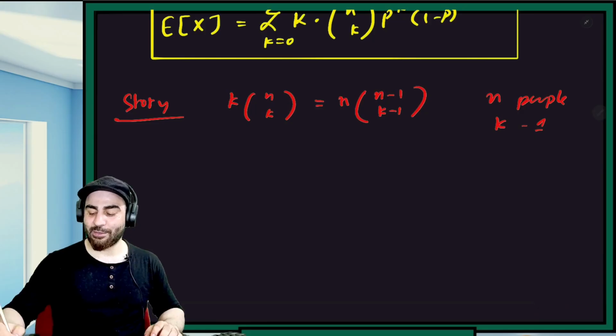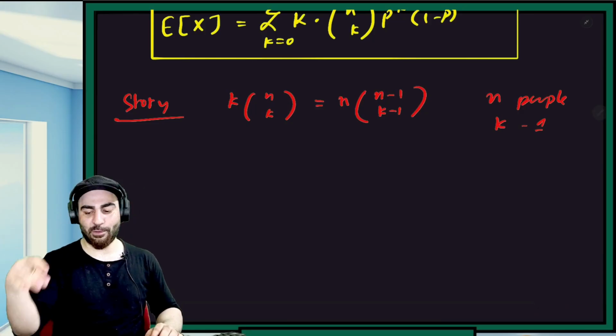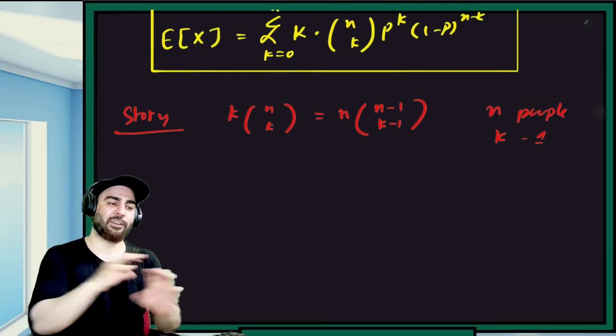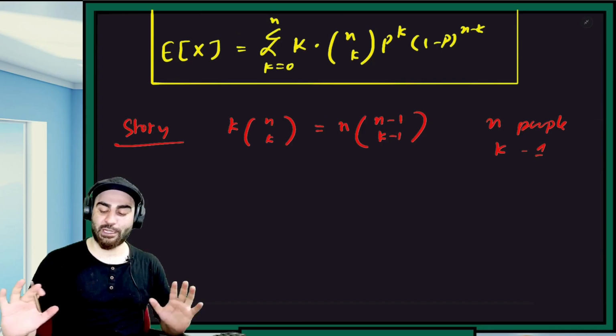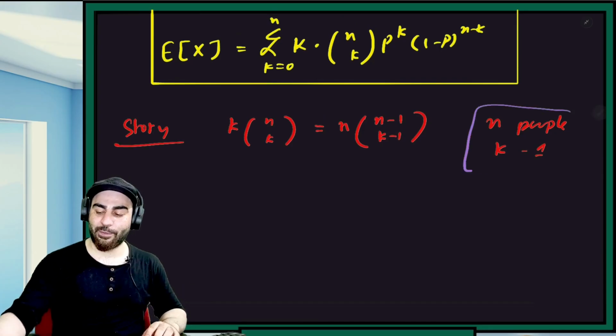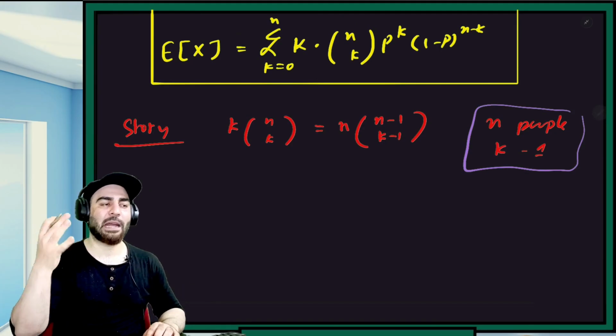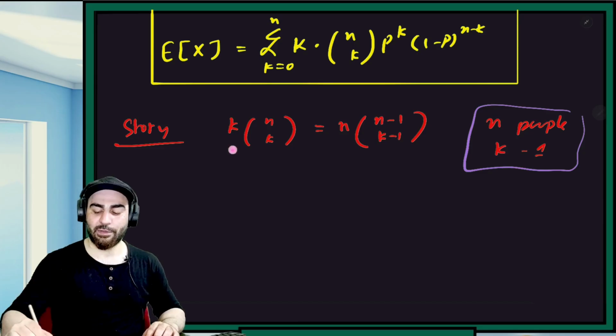And if you want to prove it algebraically, good luck. You can prove it algebraically also. It will take a couple of pages, a lot more thinking, a lot more shuffling of terms here and there, but the story proof is quite nice, quite easy. Just remember this: we have n people, we have to choose k people out of them, and out of the k people we have to choose one president. It can be written like this or this.